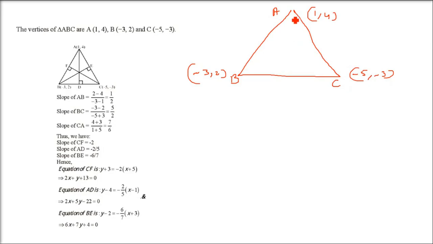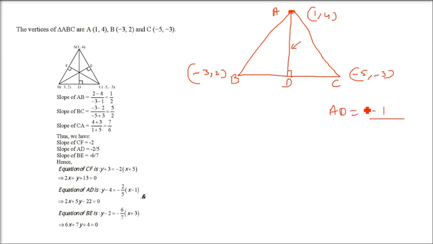So for the perpendicular altitude, let us take one of these. Let us say it is AD, which is perpendicular to BC. Now this line AD is passing through (1, 4), and the slope of BC we can find out, so the slope of AD can be found out.